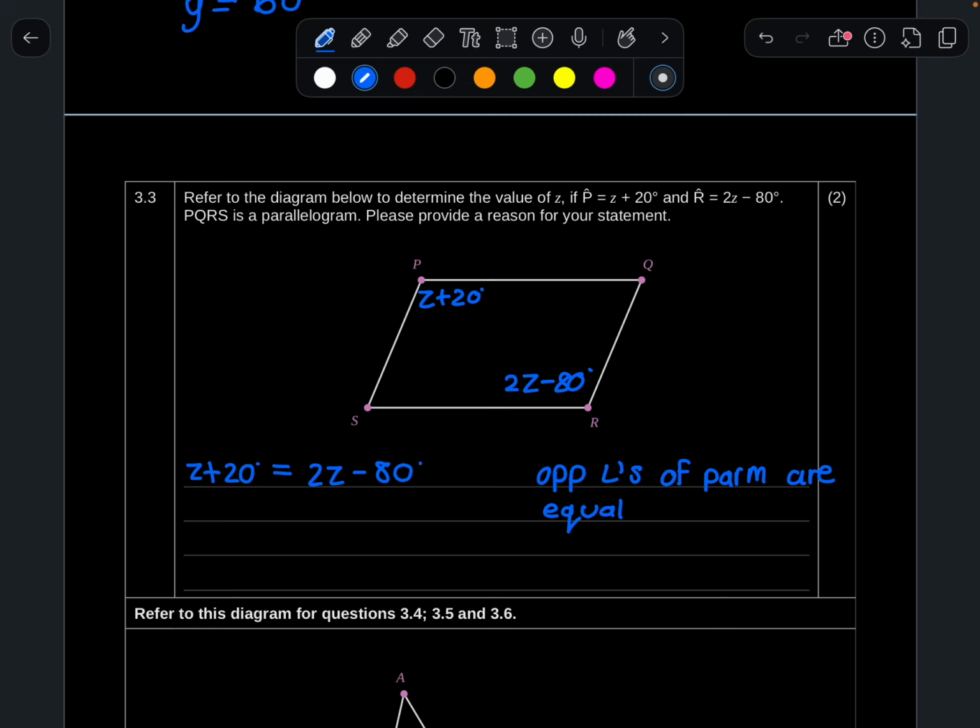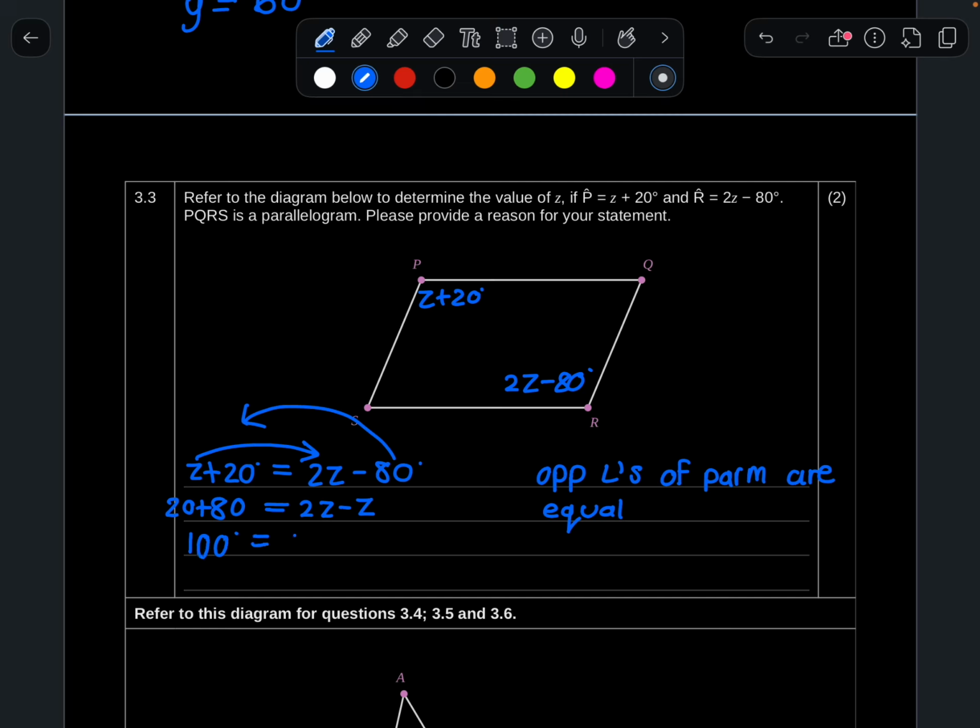So we want all the z's on one side, all the numbers on the other side. So let's take this z across. So it's going to be 2z minus z, because when we take it across, we change the sign. And we're going to take this minus 80 across. So it's going to be 20 add 80, because when we take it across, we change the sign. So 20 plus 80 is 100.